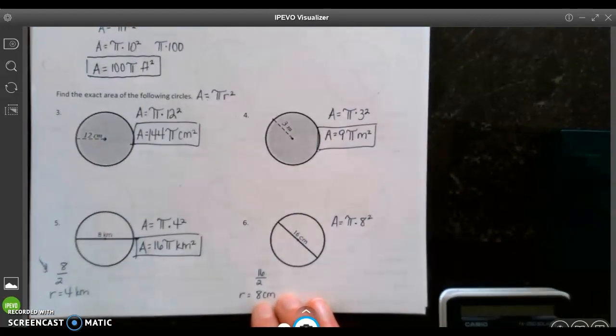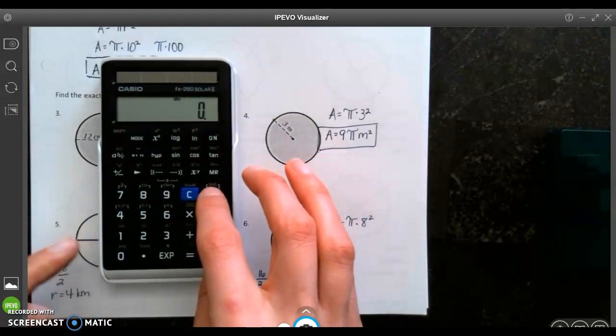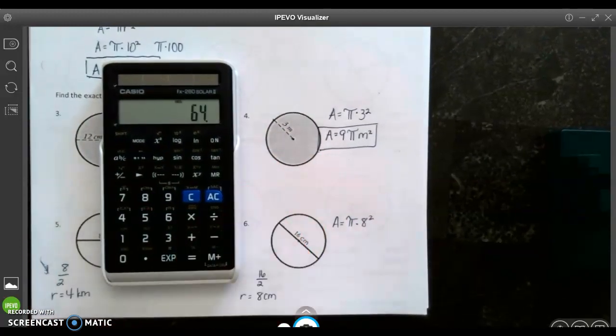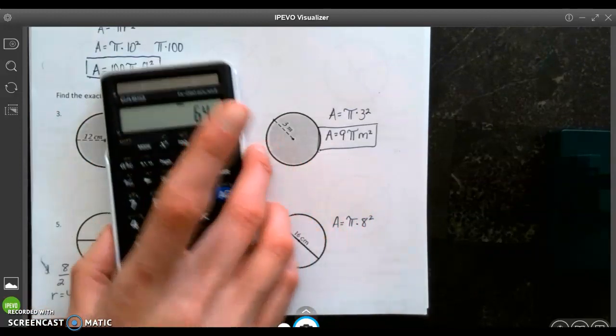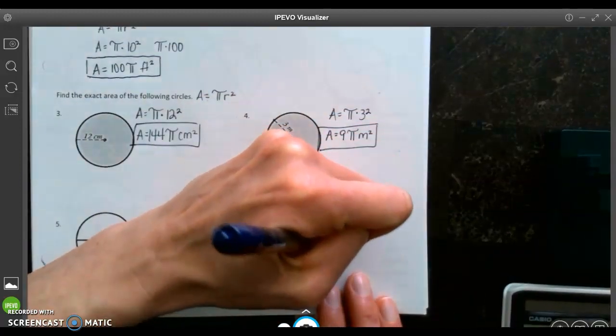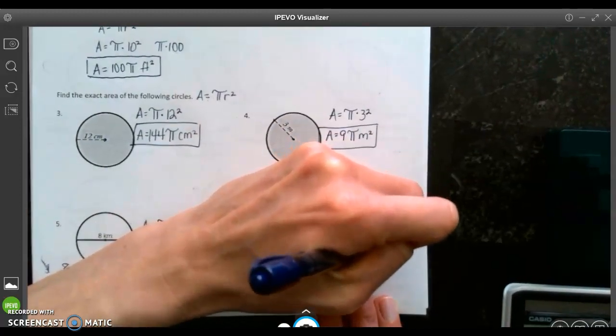8 times 8, again, calculator-wise, if you're using a calculator and you forgot the steps, 8 times 8 is 64, or 8 to the second is 64. So area equals 64 pi centimeters squared.